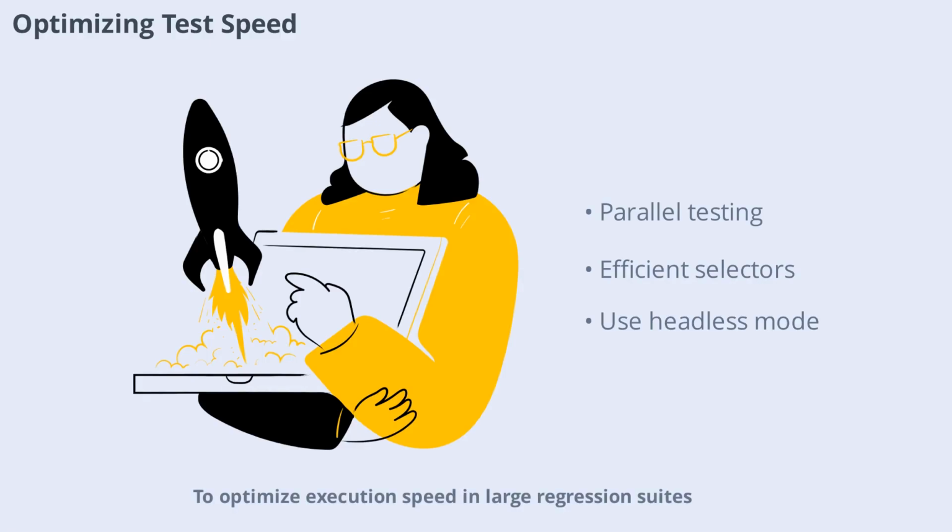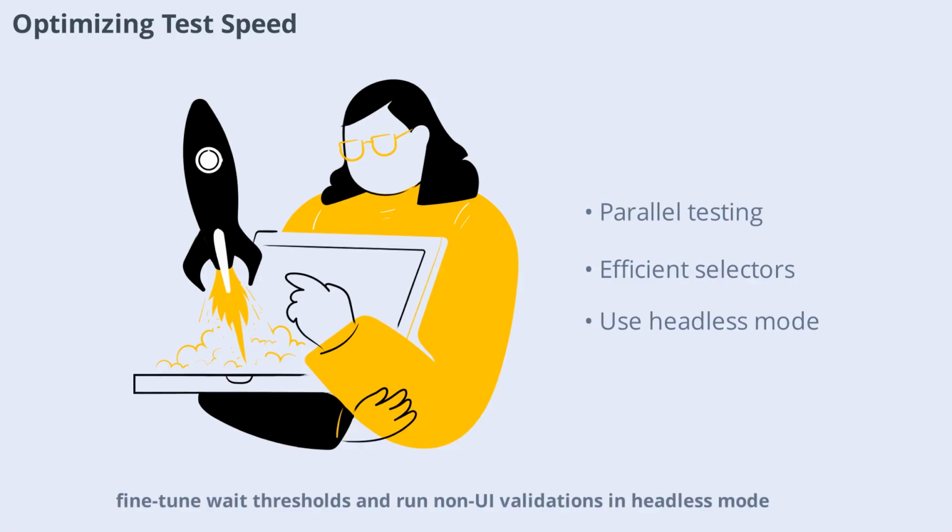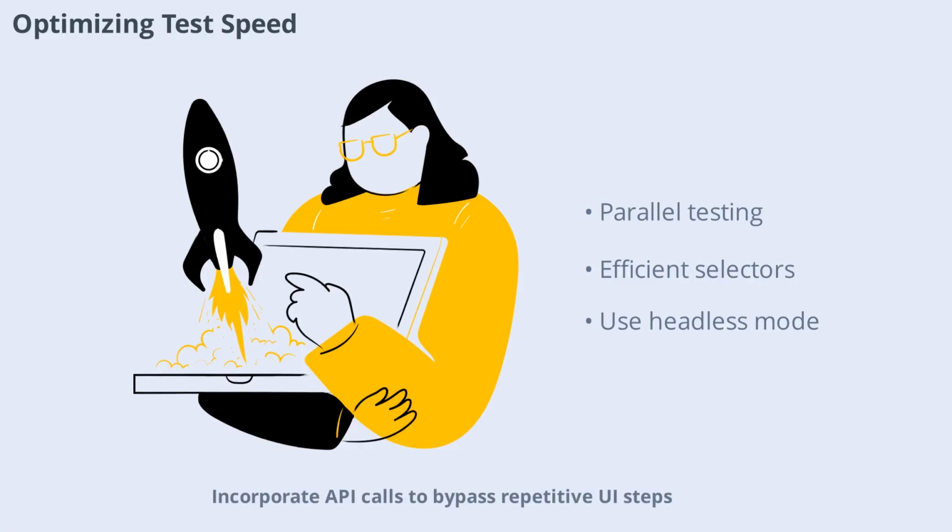To optimize execution speed in large regression suites, implement parallel testing, use efficient CSS selectors, fine-tune wait thresholds, and run non-UI validations in headless mode. Incorporate API calls to bypass repetitive UI steps, streamlining your automation for faster feedback and higher productivity.